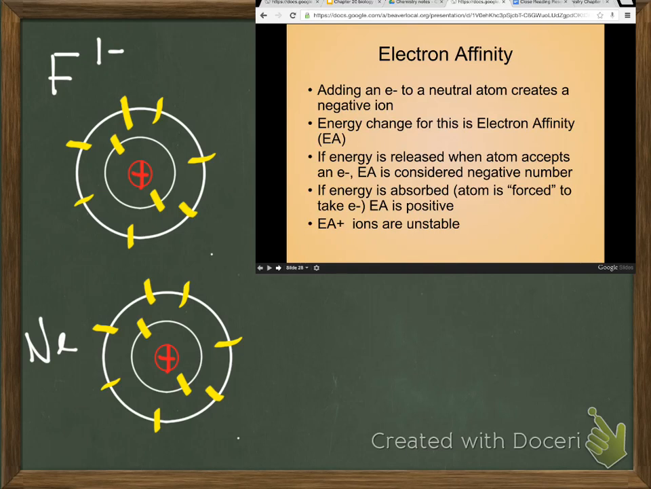So there's an energy change that occurs when an atom takes on an electron, and we call it electron affinity. It's not quite as simple a definition as the amount of energy required to strip an electron. That's easy for ionization energy. This is the energy change that occurs when an atom takes on additional electrons. And this is something that we will not do nearly as much with as we do with ionization energy. We talk a lot more about ionization energy.